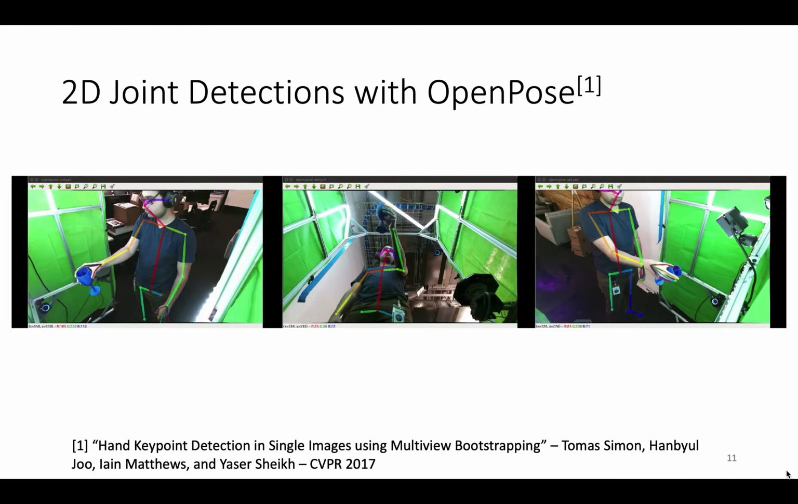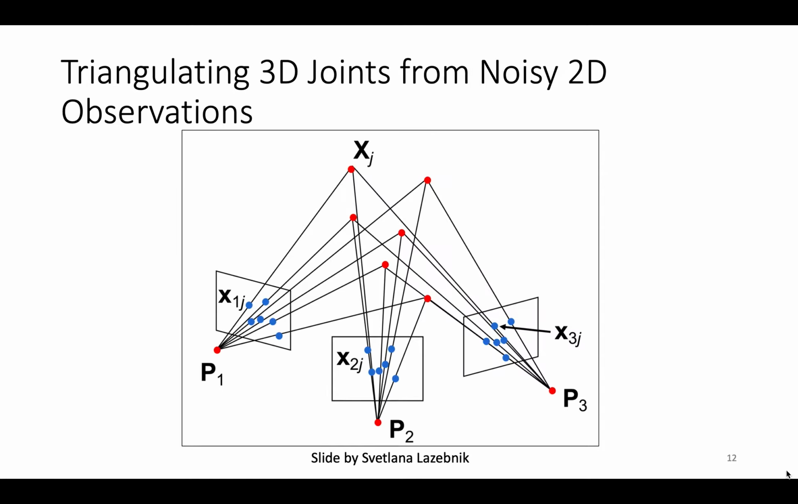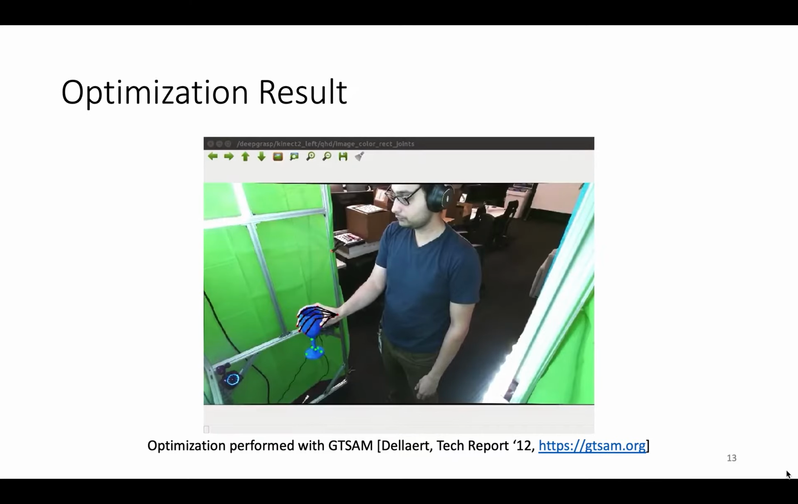Object pose was tracked by OptiTrack, and OpenPose was used to detect 2D joints in the Kinect images. Individual joint detections are noisy, but accurate 3D joints can be triangulated from multiple detections because the hand is stationary with respect to the object. Here are the optimized results with hand and object pose projected into the image.